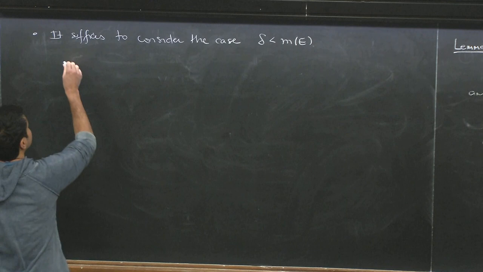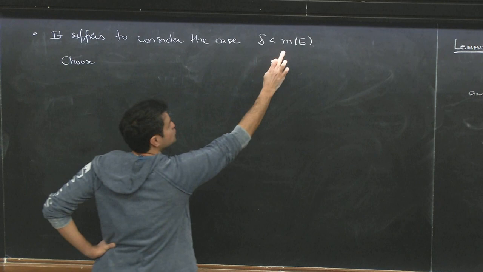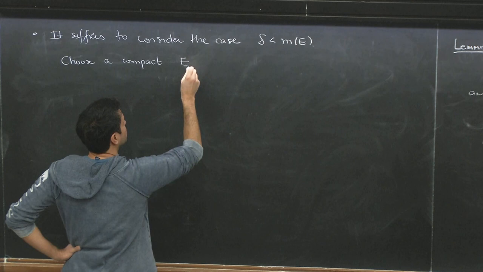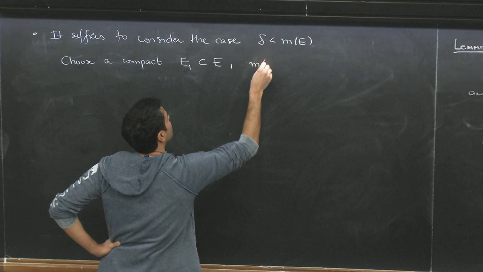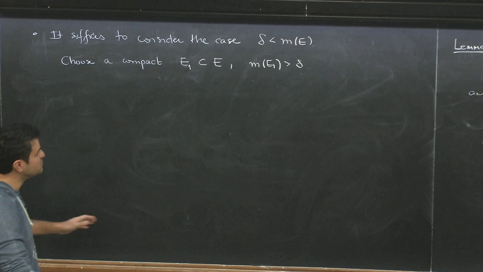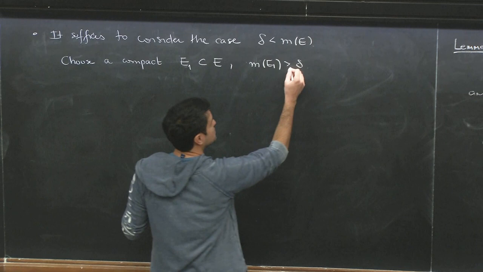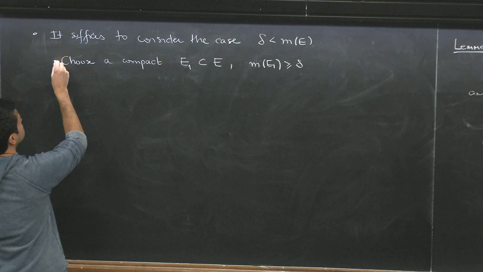So first, choose, so assume that the measure of E is bigger than delta. So you can choose a compact one contained in E with measure of E1 bigger than delta. You can do this because the measure of E is the supremum of the measures of the compacts inside it. So if the measure of E is bigger than delta, you can choose a compact such that the measure is bigger or equal than delta, let's say. Okay, good. So this is part three.